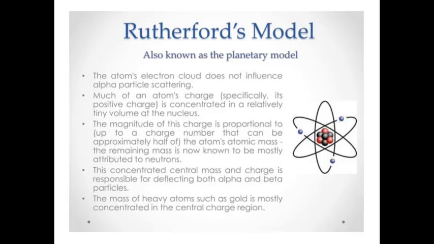Okay, so Ernest Rutherford's model is also known as the planetary model. The first point is that the atom's electron cloud does not influence alpha particle scattering. But much of an atom's charge, specifically its positive charge, is concentrated in a relatively tiny volume at the nucleus. That's the second postulate of his model.